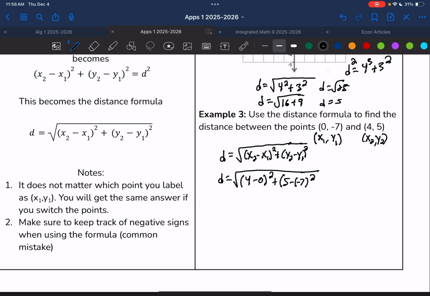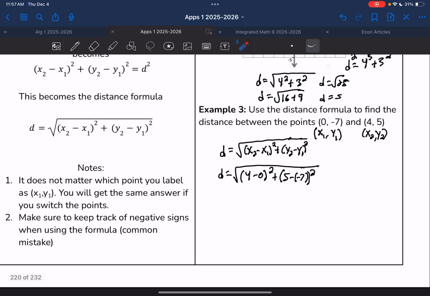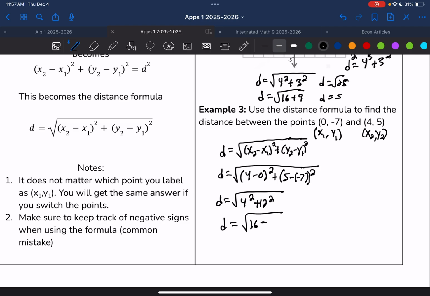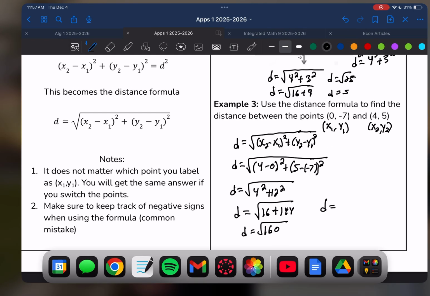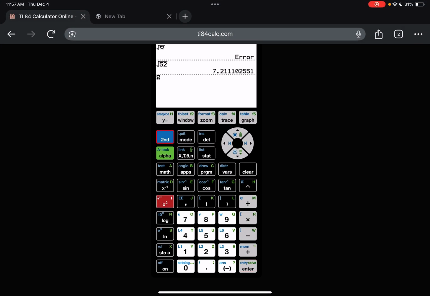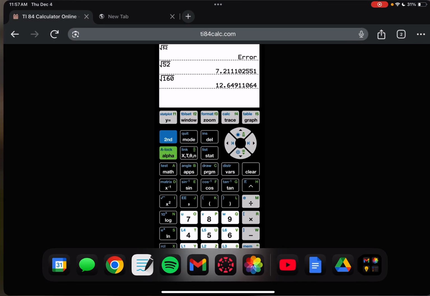negative 7 squared. And we want to be very careful about the negative signs here. We have a double negative there, so we want to make sure we do it positive. That is probably the most common mistake I see with solving this type of problem. That means d is equal to the square root of 4 squared, and 5 minus negative 7 is the same as 5 plus 7. It says plus 12 squared. So d is equal to the square root of 16 plus 144. D is equal to the square root of 160, which means d is equal to 12.6.